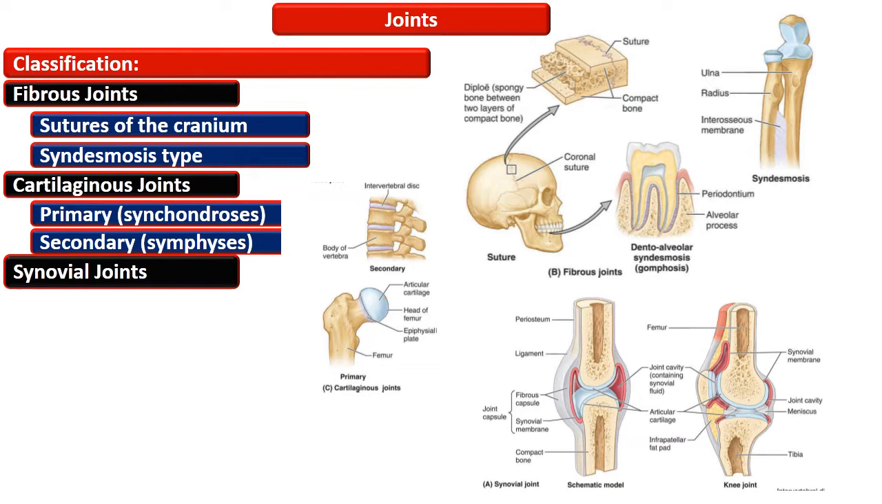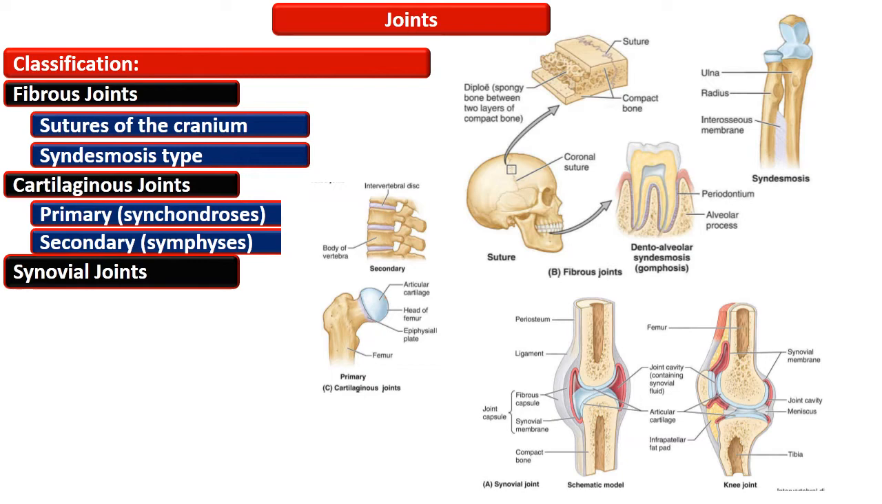The cartilaginous joints are characterized by the formation of joints by hyaline cartilage or fibrocartilage. As we know, there are three types of cartilage: one is fibrocartilage, another is hyaline cartilage, and the third one is elastic cartilage. The main difference between hyaline and fibrocartilage is the amount of collagen fiber present. Fibrocartilage is stiff due to abundance of collagen fiber, and hyaline cartilage is soft due to the presence of few collagen fibers.